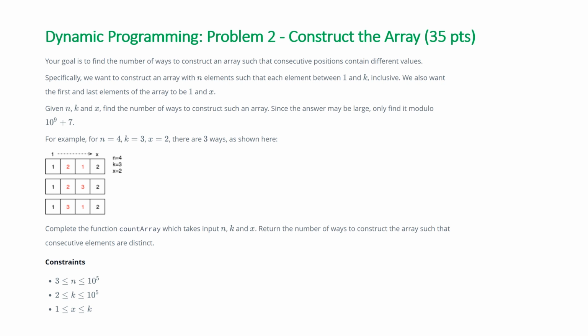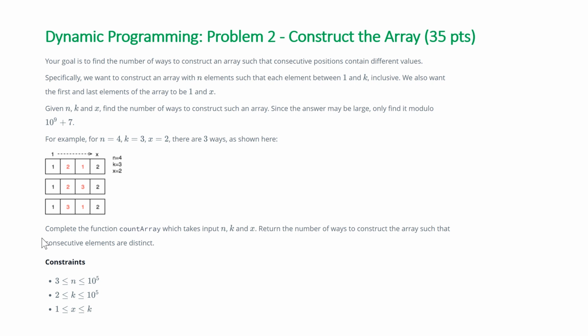Since the answer may be large, only find it modulo 10 to the 9 plus 7. And it has an example here where it says that if n is equal to 4, k is equal to 3, and x is equal to 2, there are 3 ways that we can construct this array. So n is the number of elements, k is the upper bound of the values that each of our elements can have, and x is the value that the last element should have. So you can see here it shows each of the 3 possible arrays that we can construct.